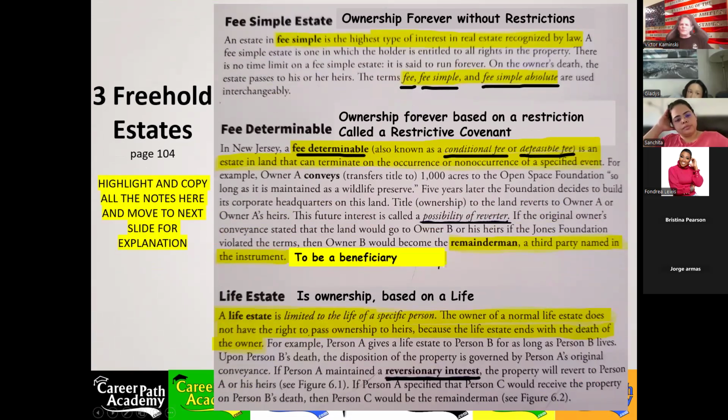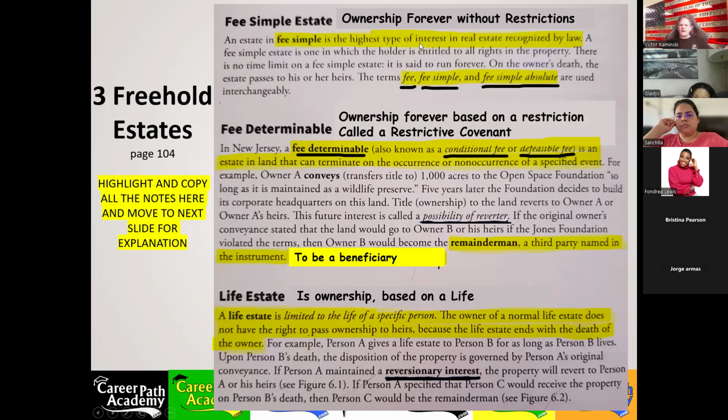Now, there are three types of freehold estates. They are fee simple estates, which go by three different names: fee simple, fee simple, or fee simple absolute. They all describe this first type of estate. Fee simple and fee simple absolute are the same thing. They are the highest forms of ownership recognized by law. It is ownership forever without restriction. So write that next to the title: ownership forever without restrictions.